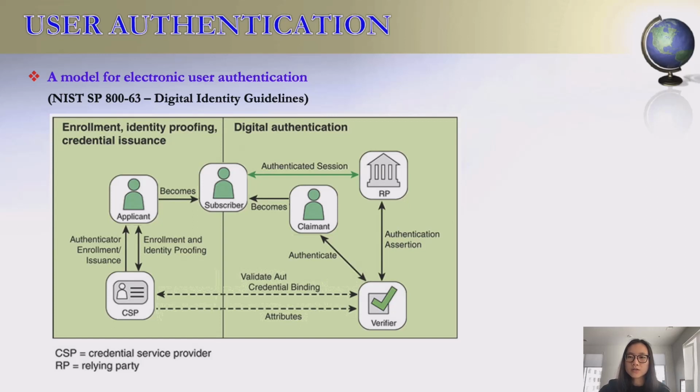Once a user is registered as a subscriber, the authentication process takes place between the subscriber and one or more systems that perform authentication. The party to be authenticated is called a claimant, and the party verifying the identity is called a verifier. When the claimant successfully demonstrates possession and control of an authenticator to the verifier through the authentication protocol, the verifier verifies that the claimant is the subscriber named in the corresponding credential. Then the verifier passes the assertion about the identity of the subscriber to the relying party.